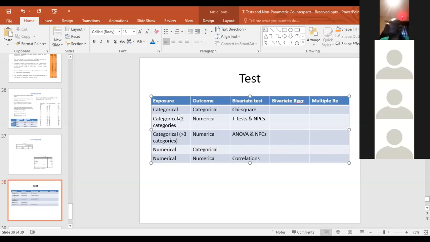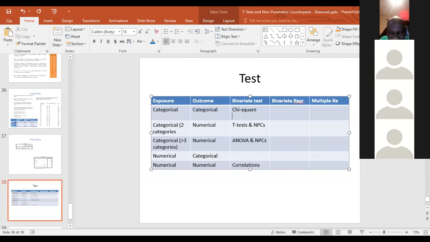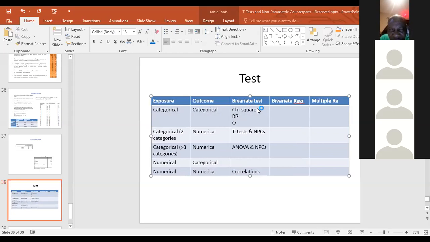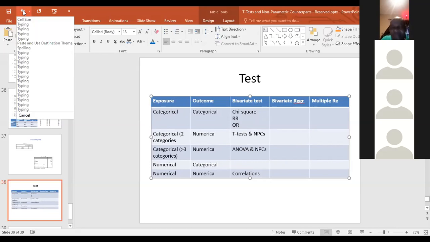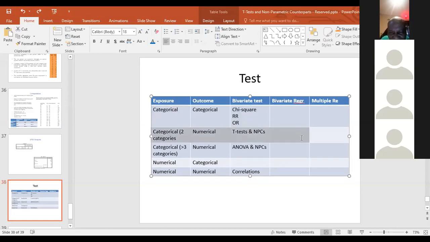But when both of them are categorical, it's chi-square. When we talk about chi-square, relative risk, odds ratio is here, when you collapse the categories to 2 by 2. The categories may not necessarily be 2 by 2, but to calculate the odds ratio, you must collapse both of them into a 2 by 2 table, right? Those are the things we did in the last training. This second row is what we have just done now.